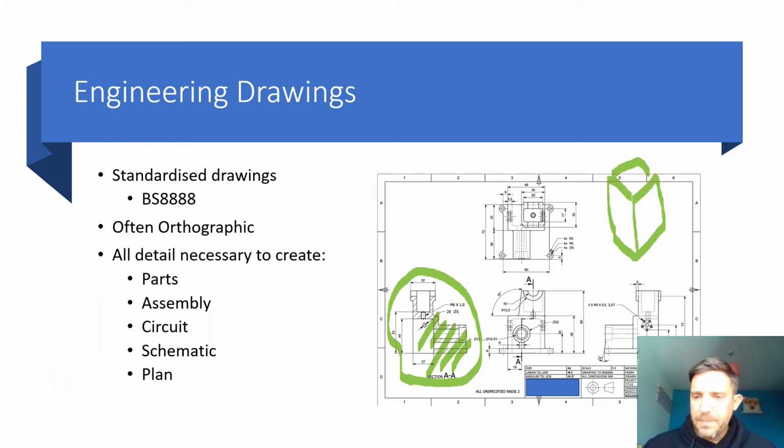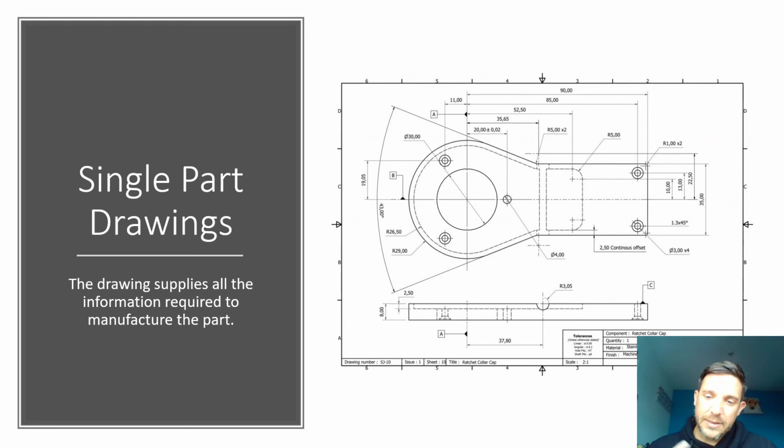So that's it. A single part technical drawing will have just one part on the page. The drawing will supply all of the information required to manufacture that part. If it doesn't, the person who has drawn it, the designer, hasn't done a very good job. Okay, so the single part drawing should contain all the information that is required to make that part.